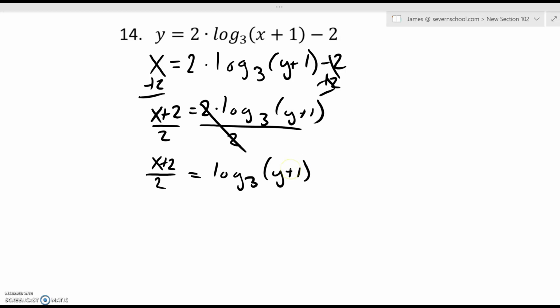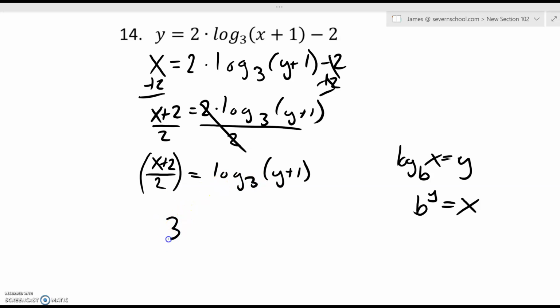Now keep in mind, what I'm looking to do next is this: I have log base b of x equals y, and I want to solve for this. To convert it to an exponential, remember we just do the base raised to the opposite side, equal to, in this case, x. I'm going to do that same pattern here. I'm going to put parentheses around the (x plus 2) over 2 so I can think about it as one piece. It's going to be the base, 3, raised to the opposite side, which is (x plus 2) over 2. Keep that in parentheses. It doesn't have to be, but it helps to separate it out. Equals y plus 1.